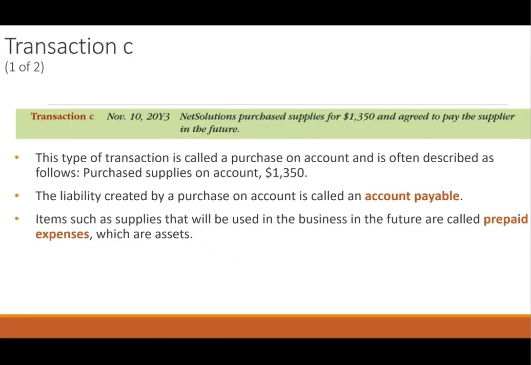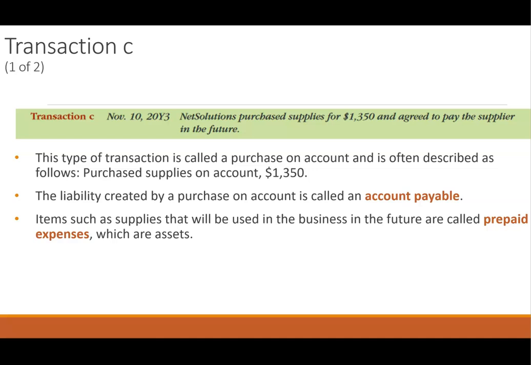Next, on November 10th, Net Solutions purchased supplies for $1,350 and agreed to pay the supplier in the future. Okay, what does this mean? What this means here is they purchased some supplies, but they owe the money. They didn't pay the money right away when they got the supplies. They owe somebody the money. Owing money is called a liability. This liability was created because we purchased something which we call on account, meaning we haven't paid it yet. We owe them the money.